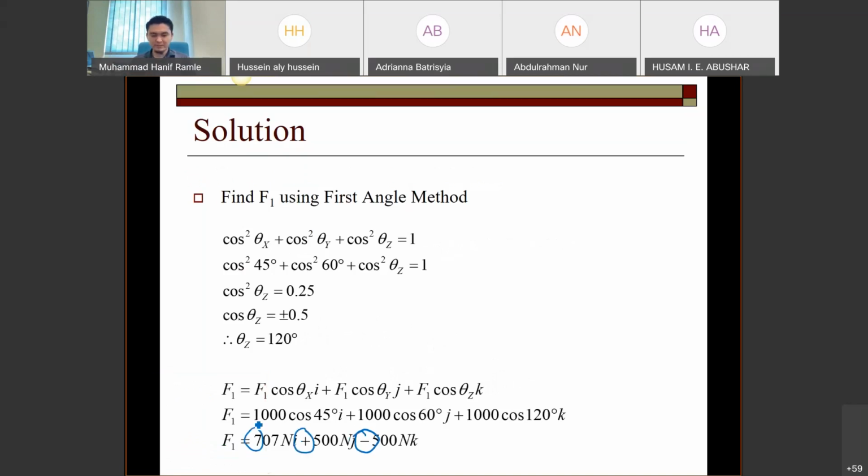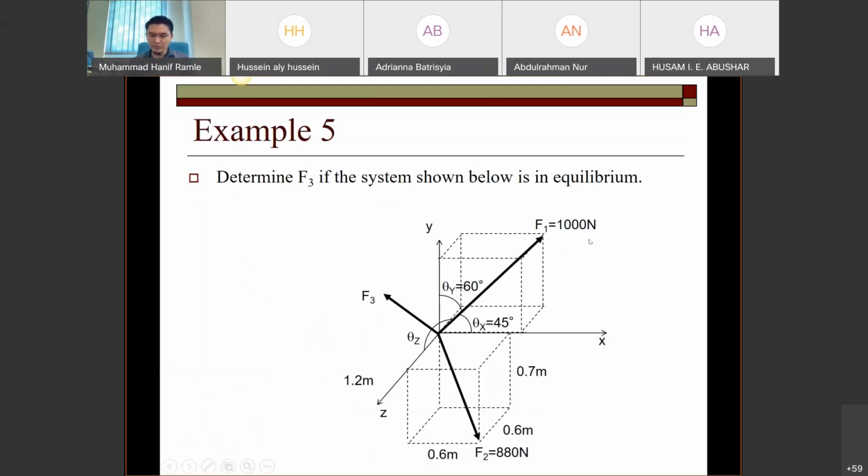Make sure the sign is correct. If you want to check whether the answer is correct or not in terms of the position and direction, either positive or negative, you have to check again which part the force belongs to. You can see that the Z component should be negative because it's behind the screen. So this one should be positive, and this one should be positive as well. Only one component is negative.